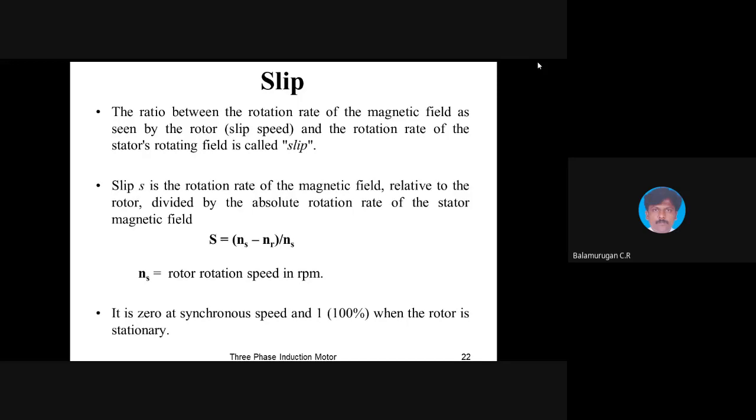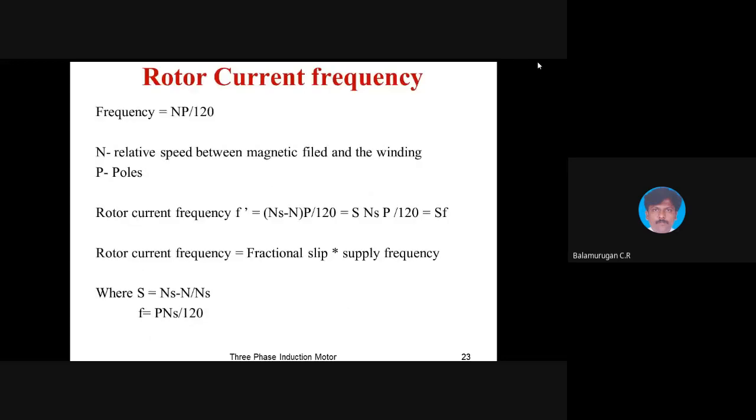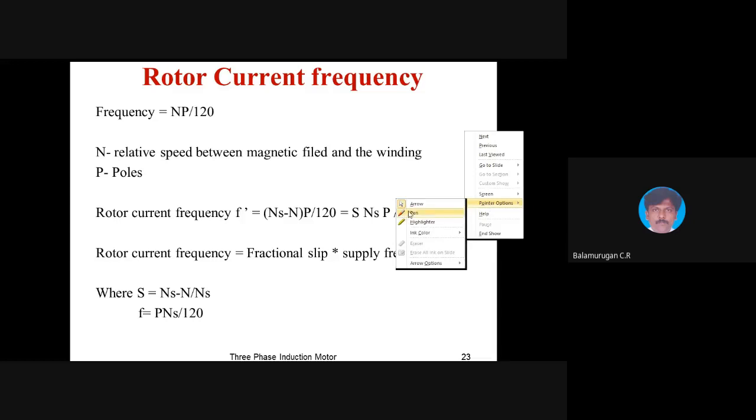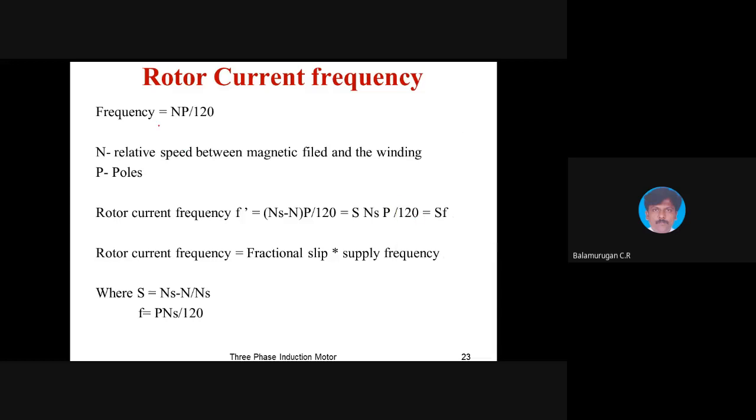So we have two frequencies. So this is F dash. Okay, so here, now I change the slide. Generally, we say that N equal to 120F by P. So from that we can take the frequency equal to NS into P divided by 120. So this is the frequency available on the stator circuit.